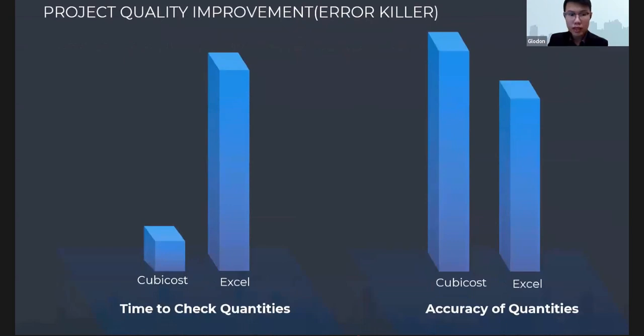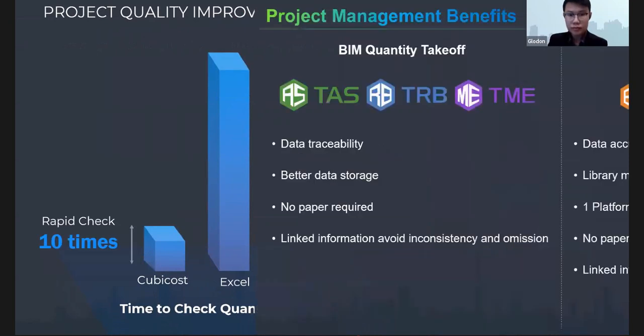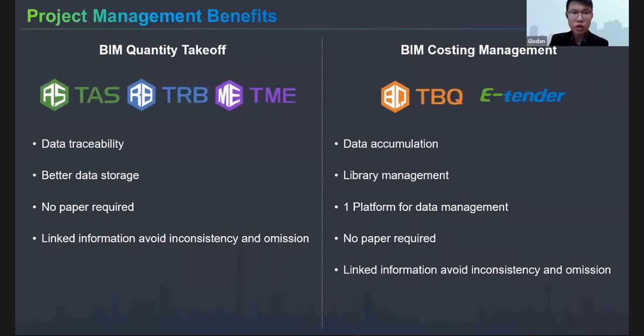Here we can see the time to check quantities and also the accuracy of quantities by using QBCost. The improvement or efficiency is significantly larger, I would say. Here are some of the project management benefits for all of the software. For the BIM quantity takeoff, the data are all traceable. We have better data storage, no paper is required, and of course we can also link all of that information and avoid inconsistency and omission.